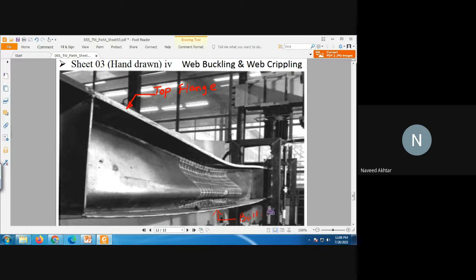Okay, so you can see the bottom flange, top flange, and this is the web of the beam, web of the girder.